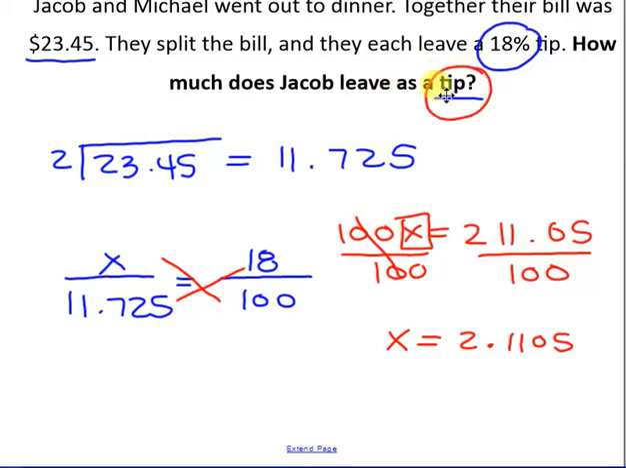Now, the question is just asking me the tip. It doesn't want to know the total cost, so I don't need to go back and add this in. What I do need to do, though, is round because this is not an acceptable way to write money. So this 0 is going to tell this 1 to simply stay the same. So Jacob's tip is $2.11.